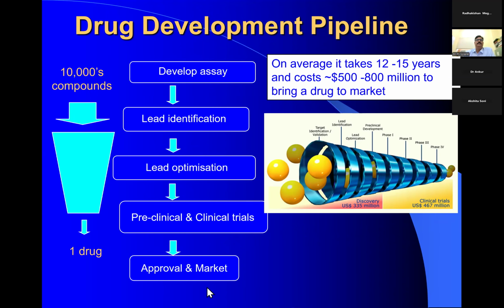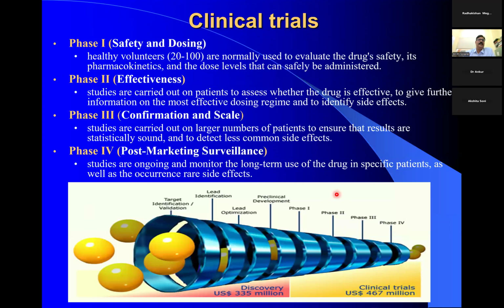So, clinical trials. What are clinical trials and why are they important? The goal of the clinical phase is to demonstrate that a drug is both safe, that is, tolerable by our body, and effective, that is, works as we have intended.